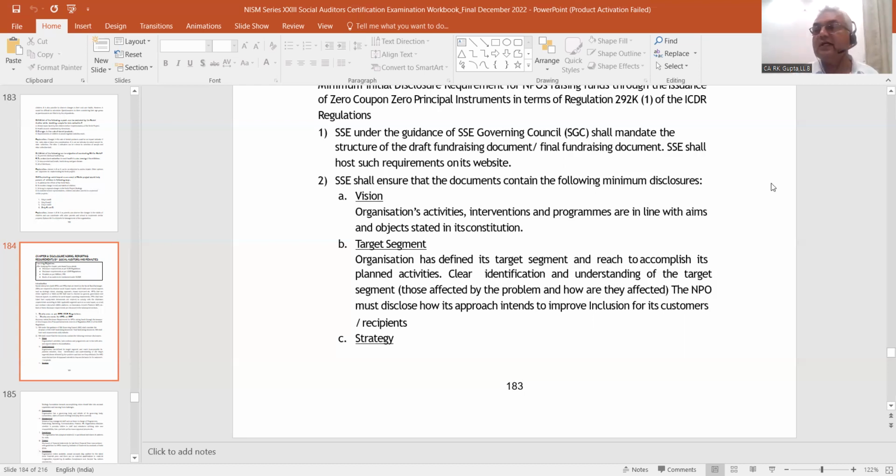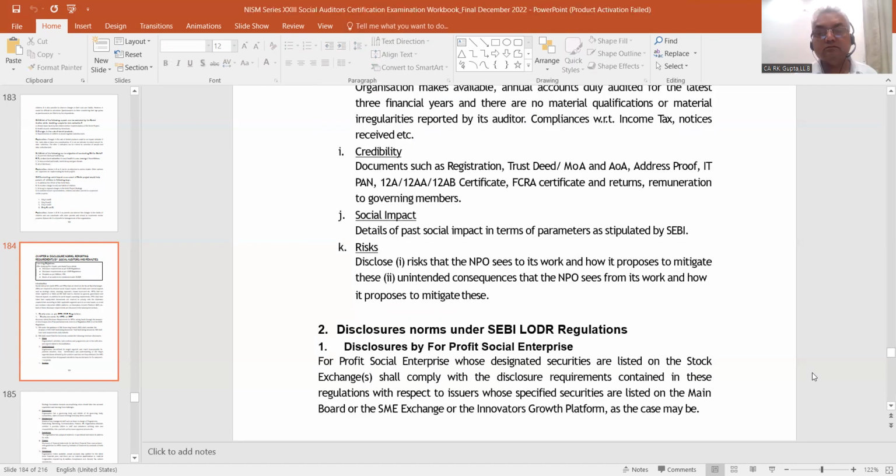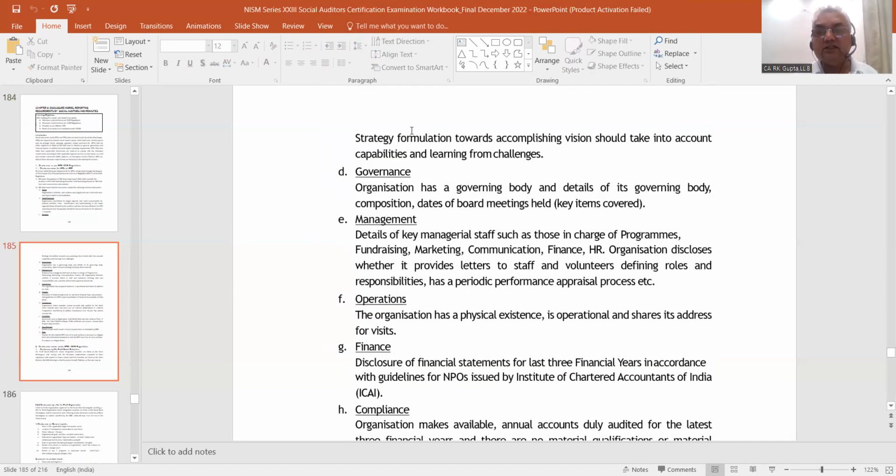Third is regarding the strategy. Now regarding strategy, strategy formulation towards accomplishing the vision should take into account capabilities and learning from challenges. Next is regarding governance. So the organization has a governing body, and details of its governing body, composition, dates of board meetings held, and key items covered.